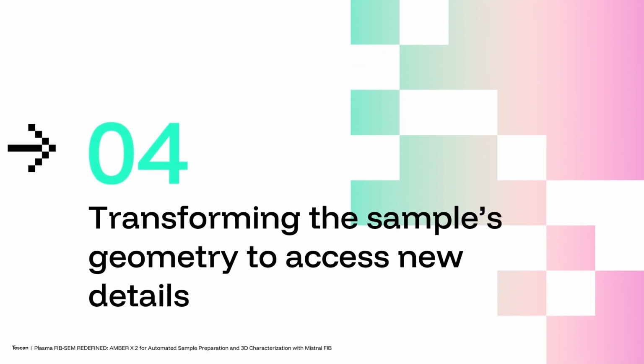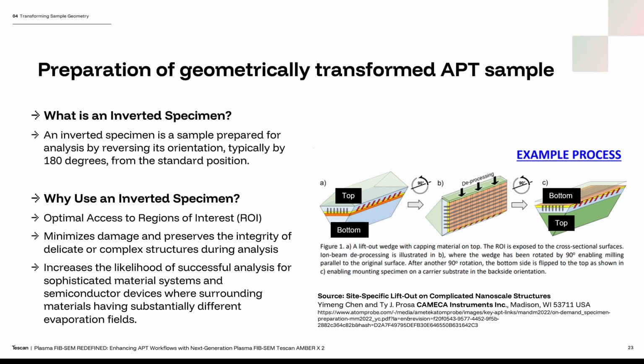The last challenge I want to address before Felix takes over is how we can transform the sample's geometry to access new details. As a first, let's discuss the specialized approach that's often necessary for challenging analysis, like inverted specimens. This technique addresses specific limitations in traditional workflows and offers unique advantages for complex materials and semiconductor devices. So what is an inverted specimen? It's a sample prepared by reversing its orientation, typically by 180 degrees from the standard position. This approach might seem unconventional, but it's a game changer in many scenarios.